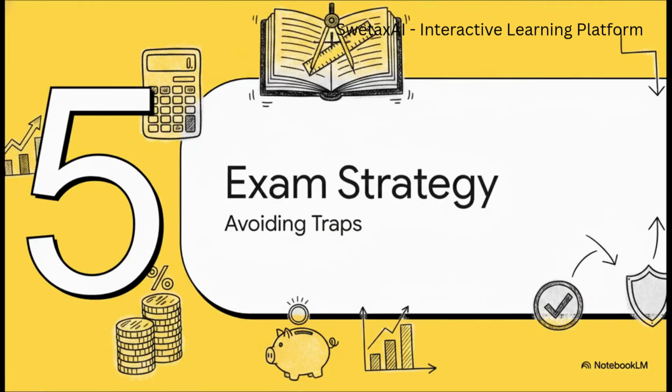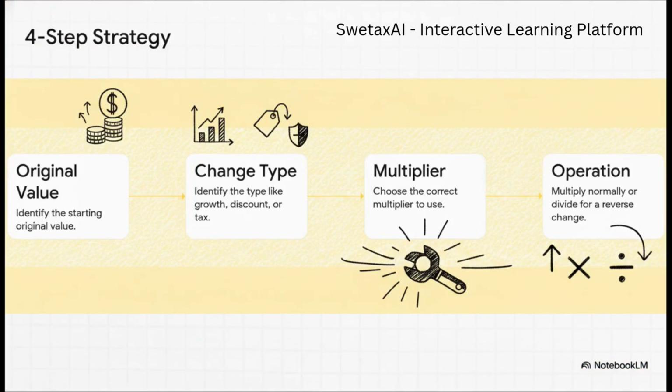Section 5, Exam Strategy and Traps. Okay, let's confidently march through a 4-step strategy that works pretty much universally. Step 1, always identify your starting original value. Step 2, figure out the type of change. Are we talking growth, a discount, maybe a tax? Step 3, craft your secret weapon, the correct multiplier. And step 4, apply the operation. Multiply for a normal forward change or divide if you're working backwards with a reverse percentage.